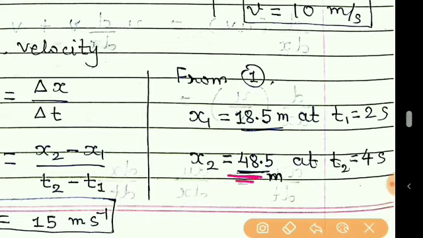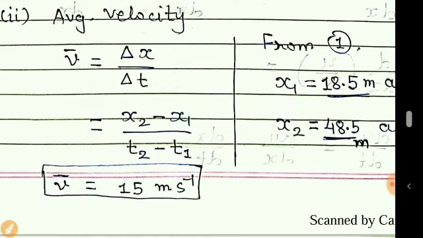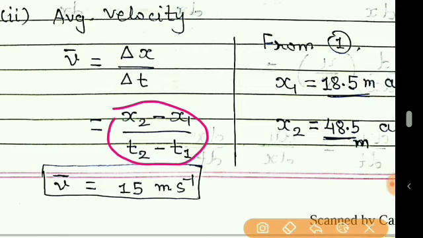Now students, you have values of x1 and x2, you have values of t1 and t2. Simply put these values in this equation, take the difference of these positions, take the difference of time, then solve it. You will get 15 meter per second. I hope you understand this.